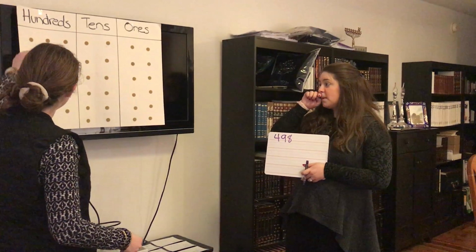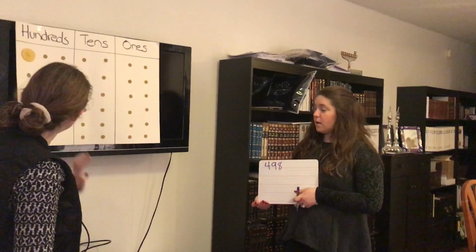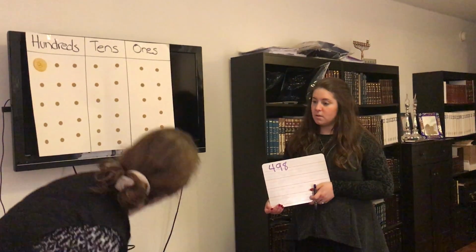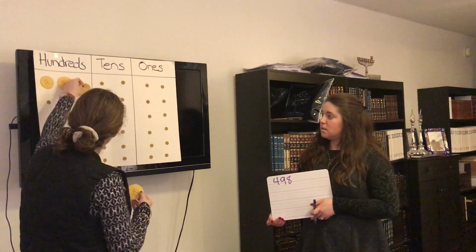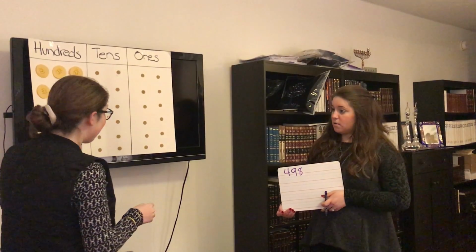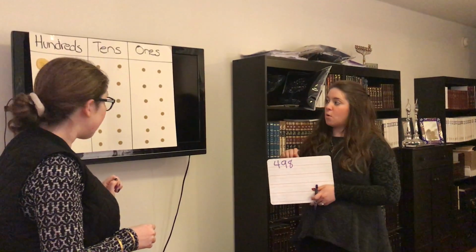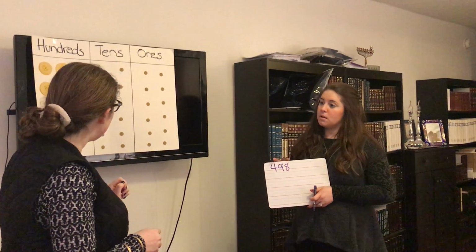Okay, well, I'm starting with the hundreds because I want to get 400 first. Okay. So how many do you need? I'm going to put 4. Okay, great. So you have 400 right now. You need 498. So what do you still need? I'm going to put some of the tens.